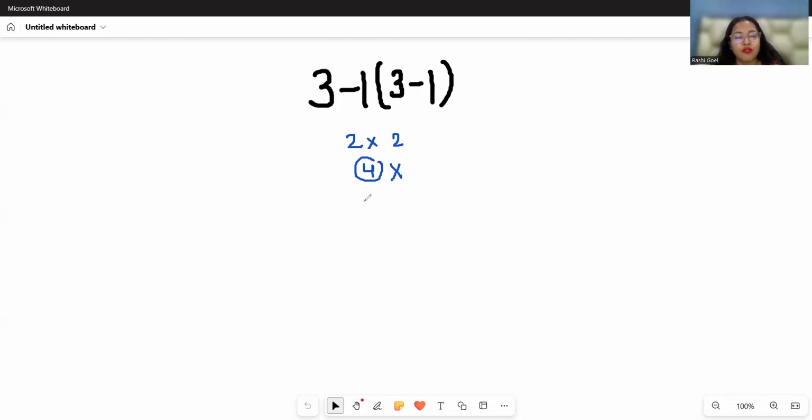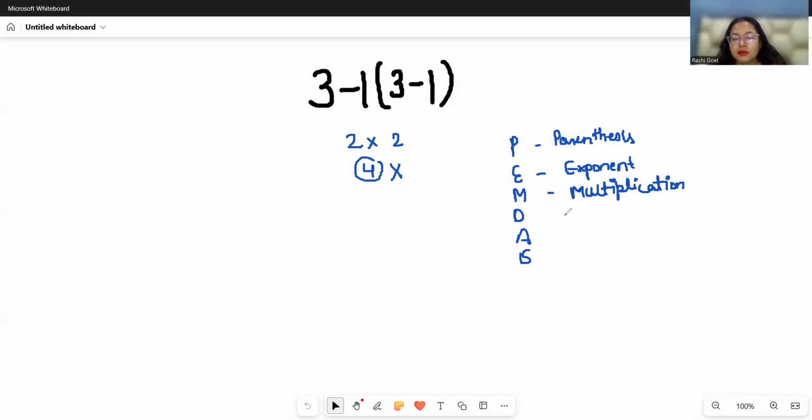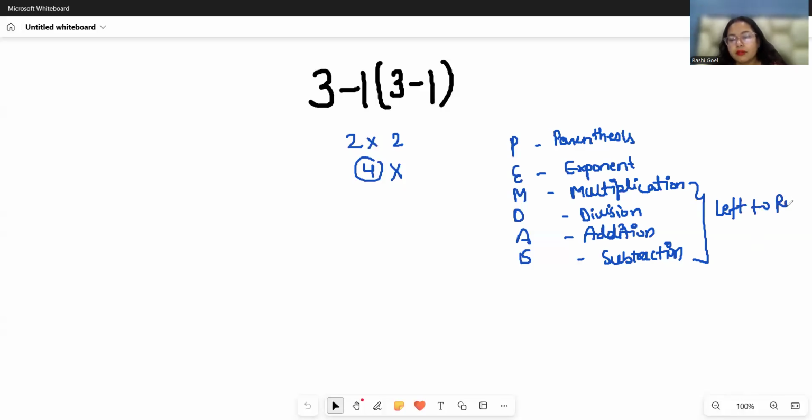Yes, if your answer is 4, you are incorrect. Because as per the PEMDAS rule, first you have to solve the parenthesis. That means this bracket. Then if an exponent is given, solve the exponent. Then multiplication and division both have the same priority. Similarly, addition and subtraction. But in these four cases, always solve from left to right.